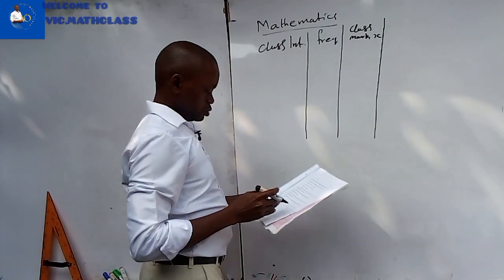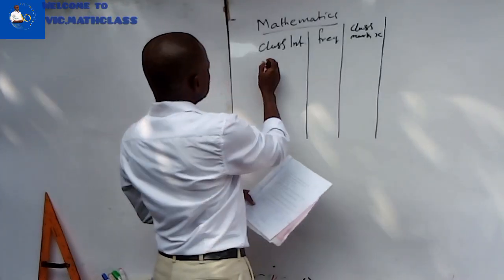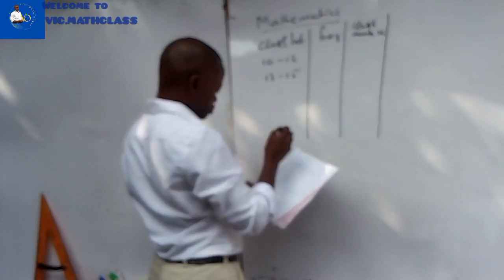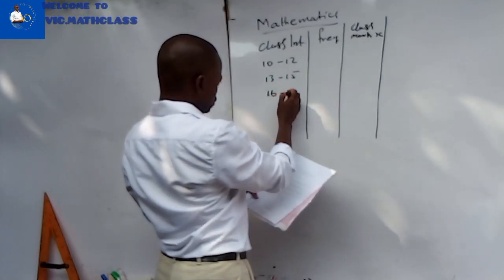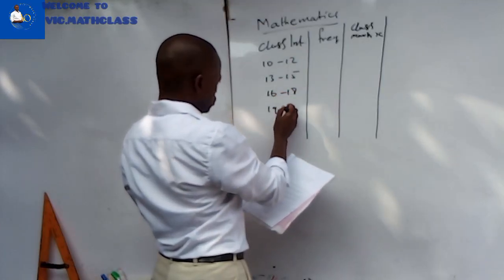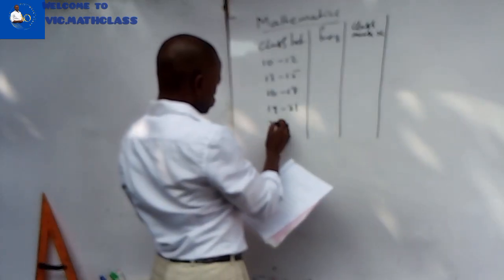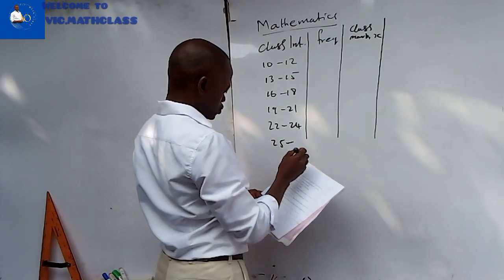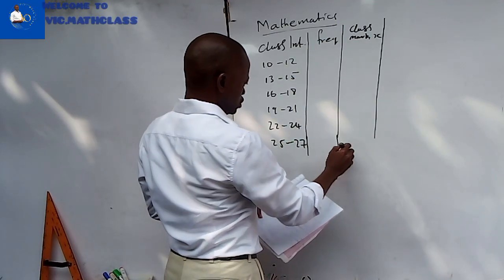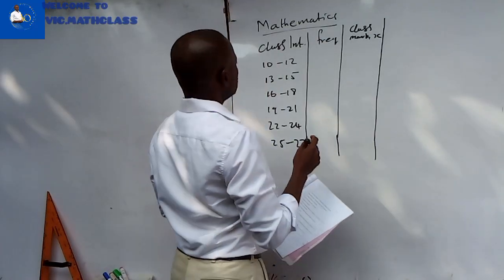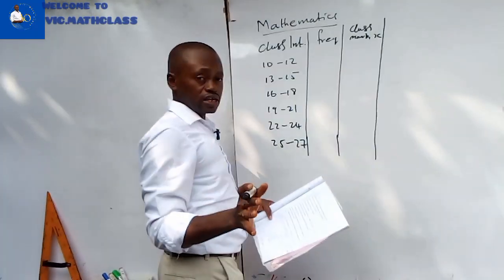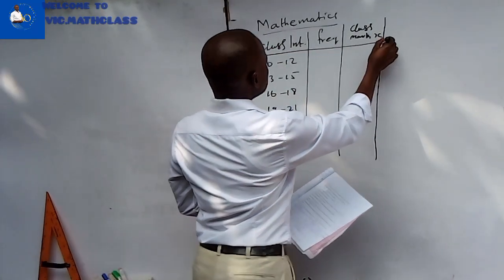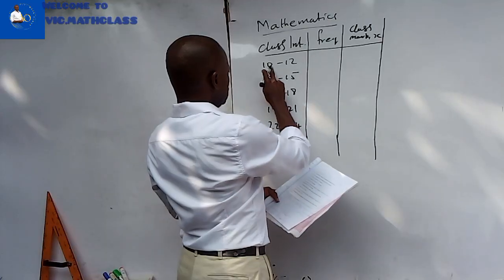According to the information given to us, the way we prepare this, the class intervals are 10 to 12, followed by 13 to 15, followed by 16 to 18, 19 to 21, 22 to 24, and 25 to 27. So this is the way it will appear. The frequencies we've gathered from the table they gave us. This is the frequency table we are preparing.